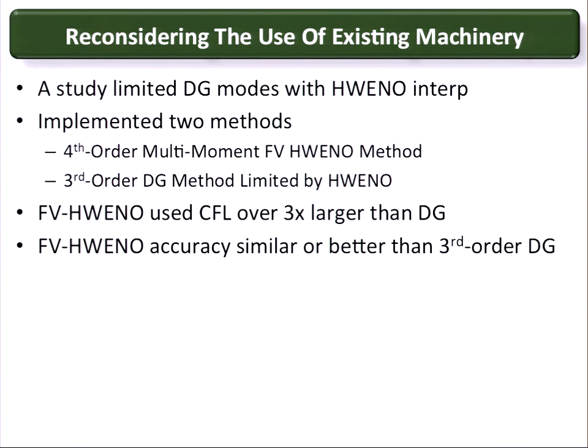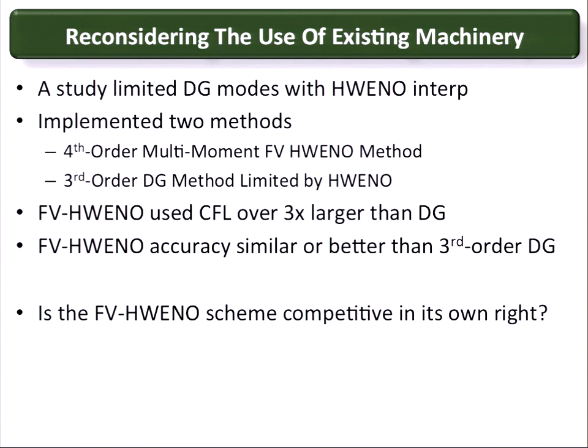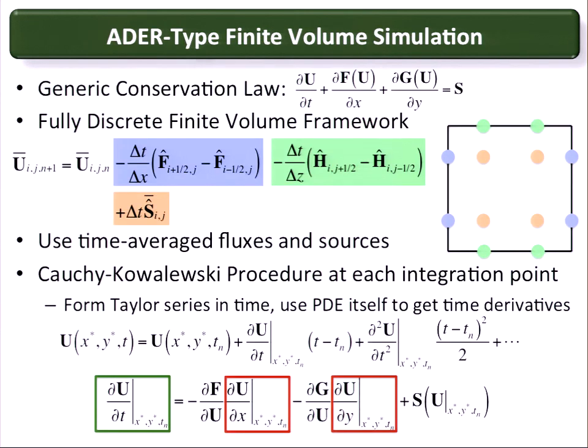But I noticed the finite volume method had a 3 times larger time step than the DG method for the same order of accuracy, and the accuracy was similar or better in a lot of cases than the DG was, and I just asked myself, why did the paper focus on DG? Is this not a competitive scheme in its own right? So that's where I'm going here.